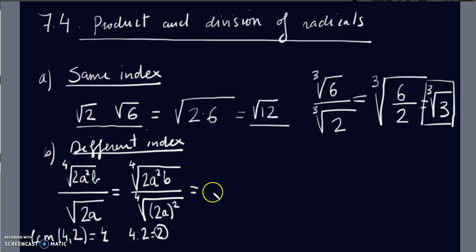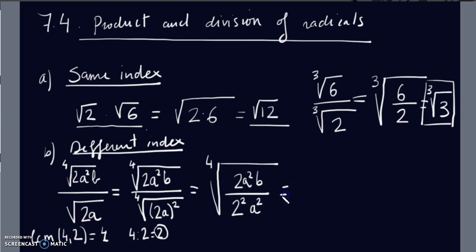So I'm going to operate this. Now I have the same index, so I can put everything into the same radical: 2a squared b over. I have written brackets because I don't want you to forget that you have to raise the number 2 to the power of 2 and the letter a to the power of 2. So I write 2 to the power of 2 times a to the power of 2.